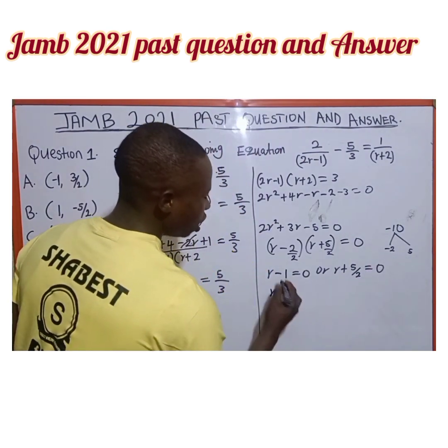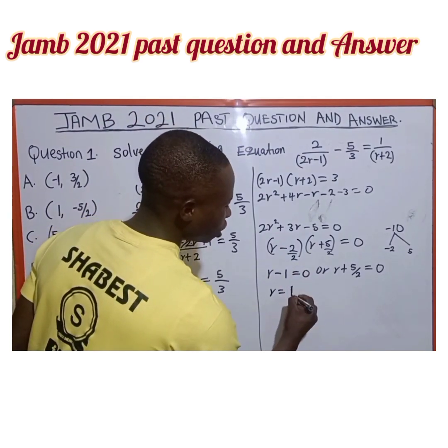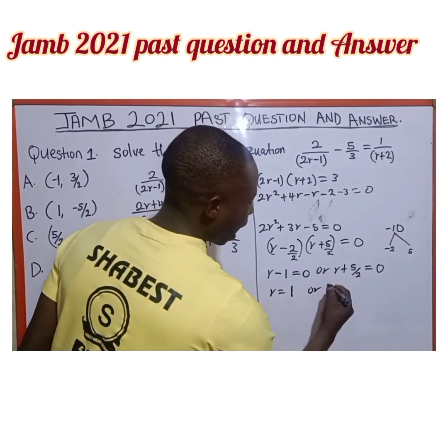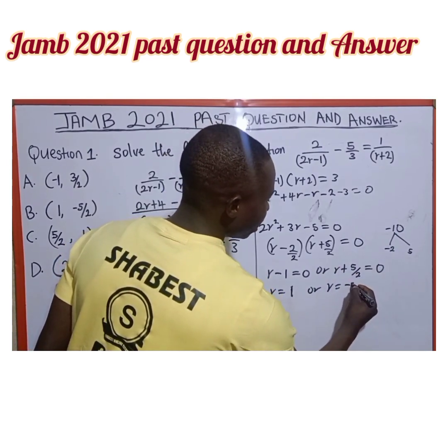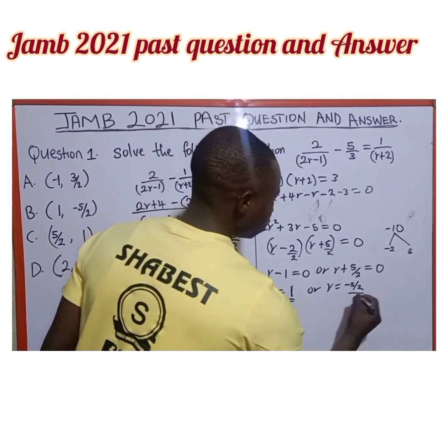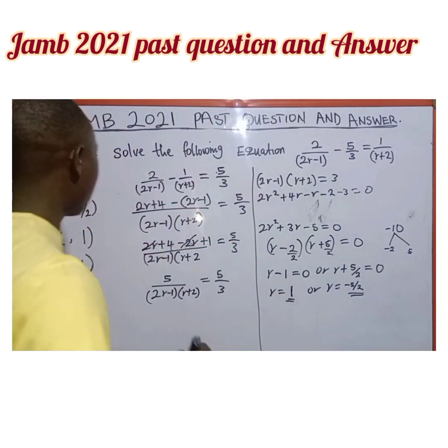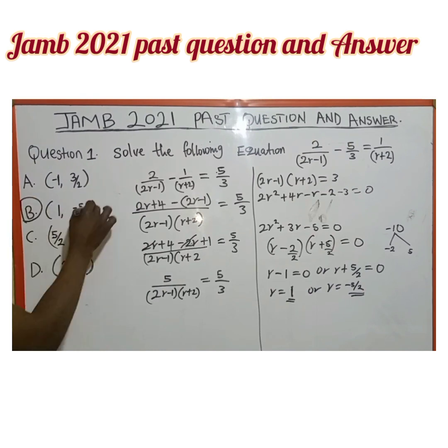So r now will be equal to, taking this negative to the other side of the equation to become positive, +1, or r will be equal to, taking this to the other side of the equation, -5/2. Therefore, the values of r are +1 and -5/2. And if you look at our options, option B has +1, then -5/2. So this is the correct answer.